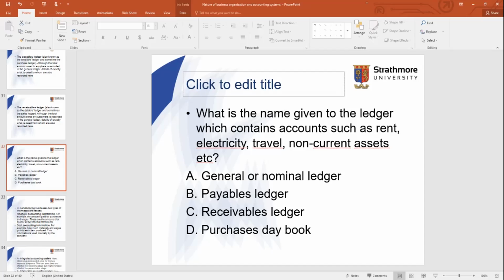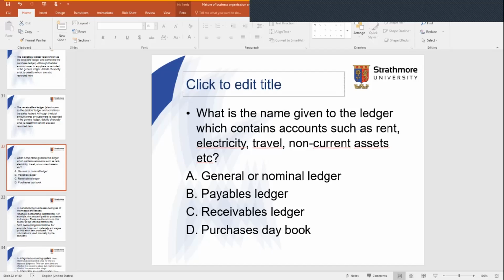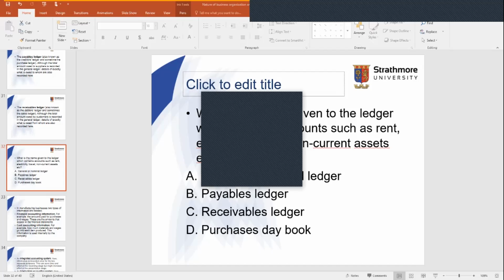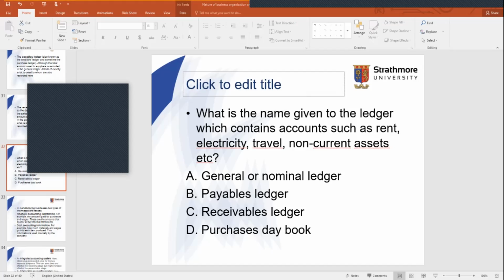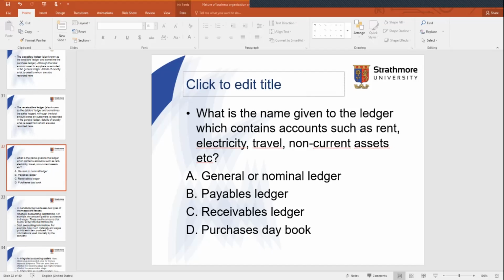Okay, what's the answer? Payables ledger. Okay, that is... I'm not sure where it was from. Hannah, what do you think? Hannah? I think it's a general or nominal ledger. Okay, thank you, Hannah. This is the general or the nominal ledger.